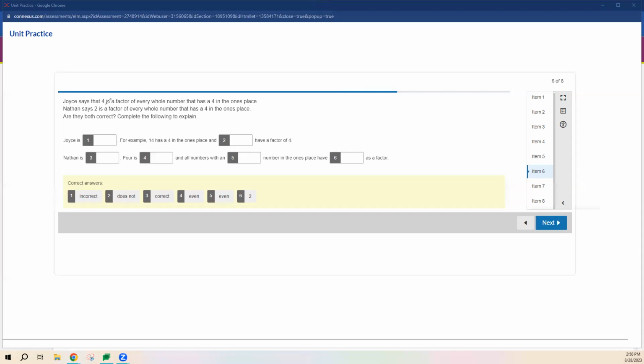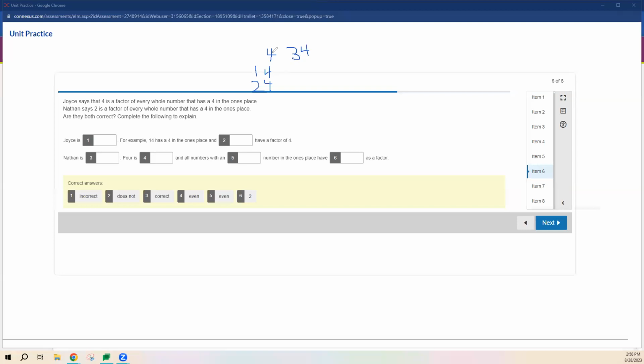Okay, Joyce says that 4 is a factor of every whole number that has a 4 in the ones place. So every whole number that has a 4 in the ones place: 4, 14, 24, 34, right? We can keep going. Every number that has a 4 in the ones place, 4 is a factor. That's what Joyce says. Okay. I'm going to stop right there and see if Joyce is right because it looks like I have to decide who's right and who's wrong again.